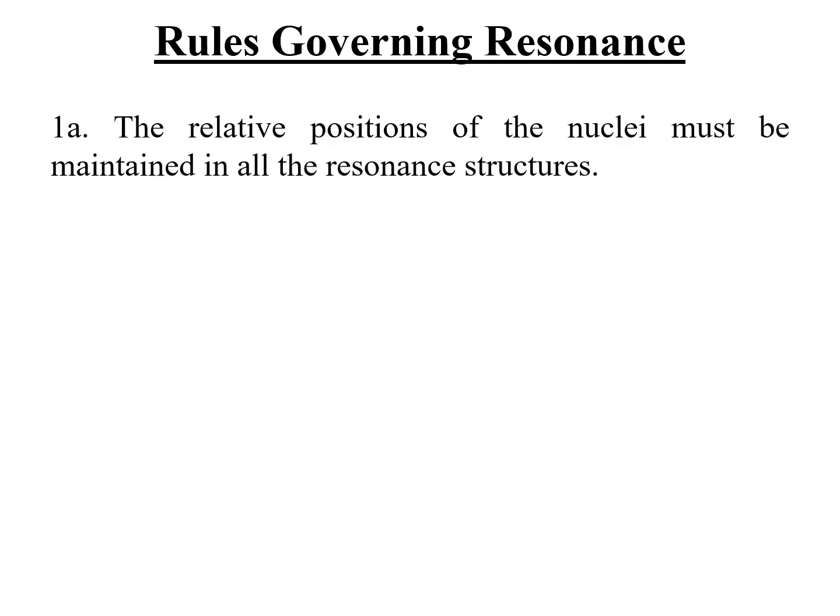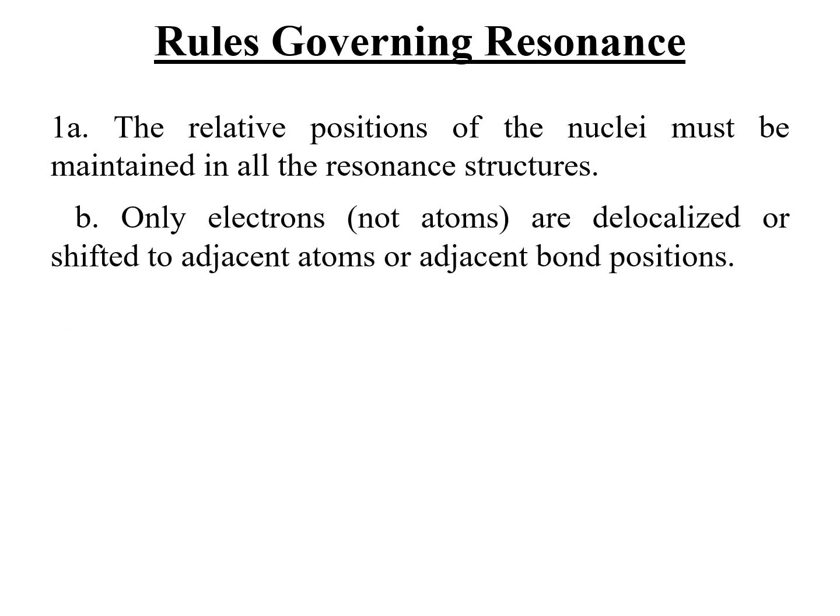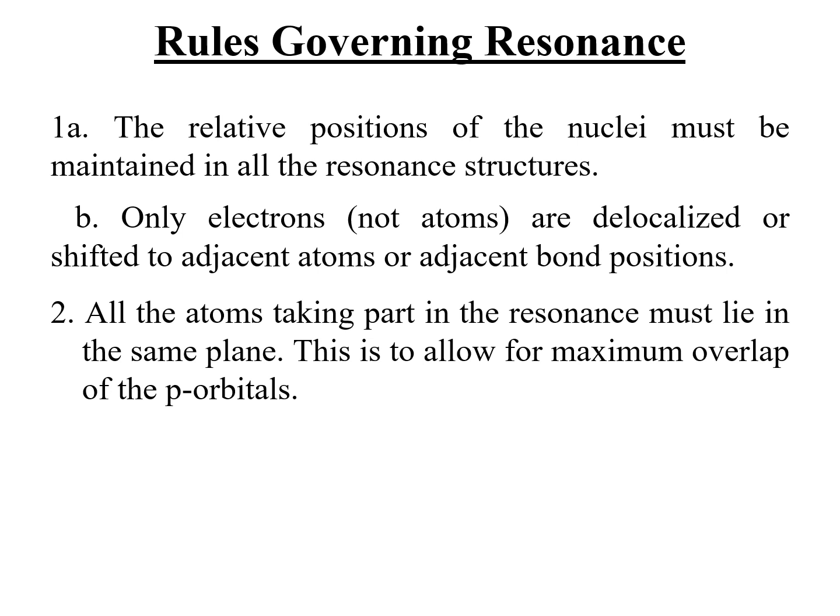What are the rules that govern resonance? First, the relative position of nuclei, that is atoms, must be maintained in all the structures. It's only electrons that are being delocalized from one atom to an adjacent bond. And all the atoms taking part in this resonance must lie in the same plane. This will allow for maximum overlapping of p orbitals.